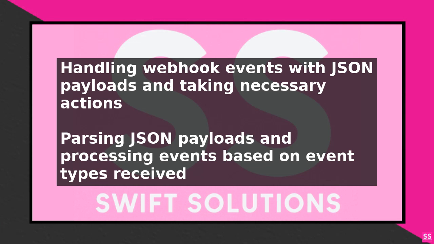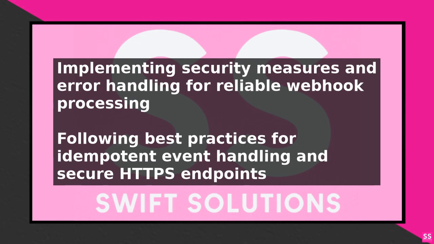Best practices for implementation. To get the most out of Bill.com API webhooks, follow these best practices. Implement idempotent event handling to prevent duplicate processing. Use secure HTTPS endpoints to protect sensitive data. And monitor webhook event processing for errors and performance issues.